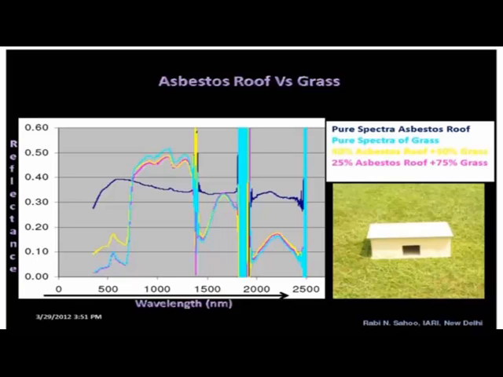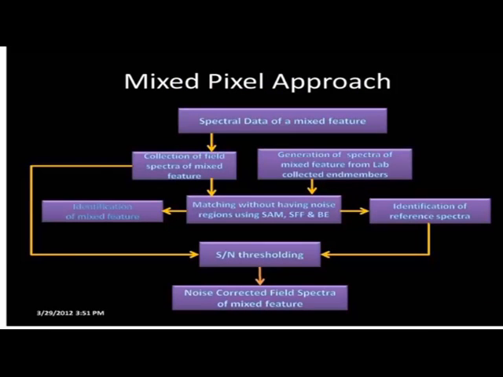When you take spectral data in the field, many times what you get is noise in the field, as I told, at 1400 and 1900 nanometers. In lab conditions, you get very pure spectra. So one has to go for noise corrections at 1400, 1900. For that, this method was developed using signal noise thresholding, and the weightage given is spectral angle mapper, spectral feature fitting and binary encoding, so that one can correct the spectra.